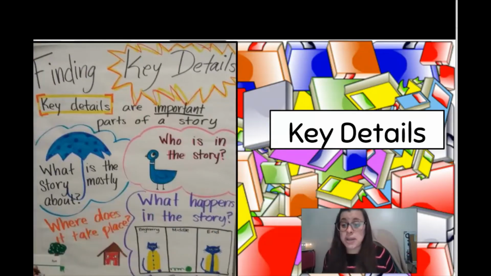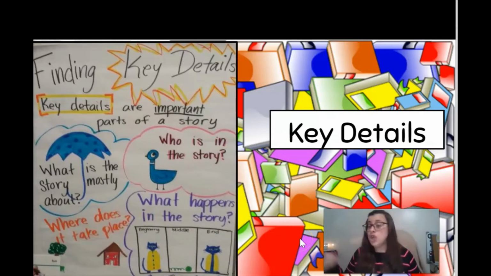Key details are important parts of the story. Who's the story mostly about? What's the story mostly about? Where and when is it taking place? And what is happening in the story at the beginning, the middle, and the end?